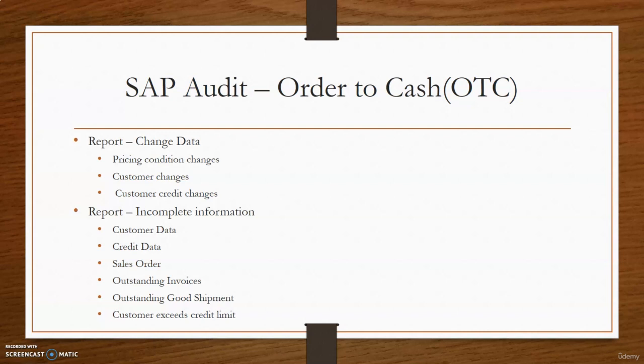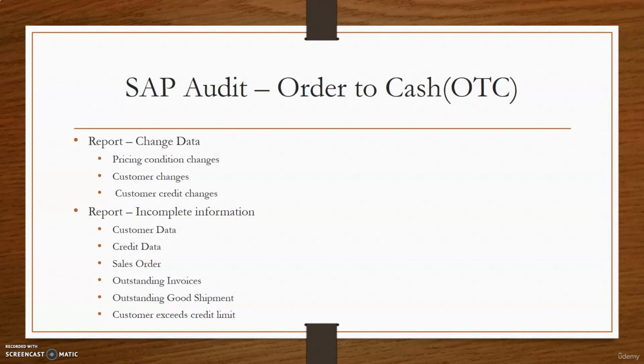Next is credit control changes. Customer credit changes can be reviewed through the report RFDKLIAB. This includes the changes to the credit limit and removal of customer credit block. This review can be filtered by credit control area if required.